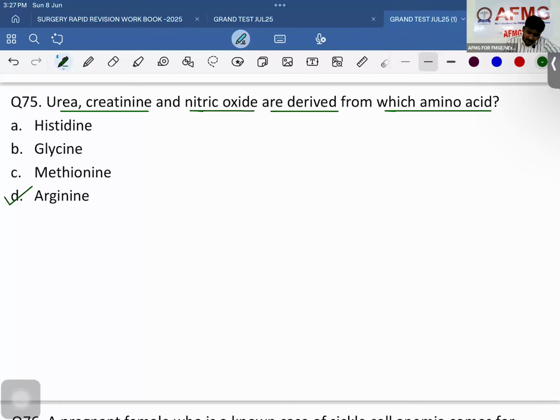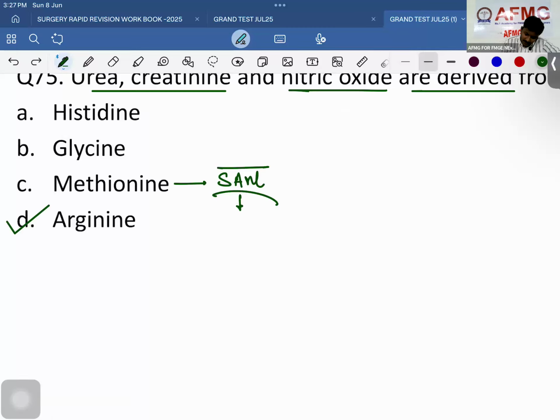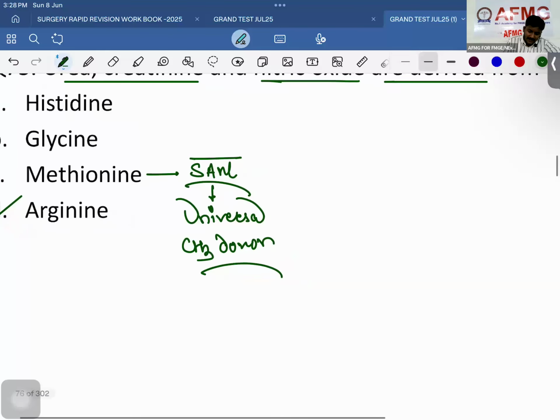ठीक है? Methionine is responsible for production of two things. One is SAM, that is S-adenosyl methionine. What is function of SAM? SAM or S-adenosyl methionine beta, it is a universal... किसका? Methyl group का. So universal methyl donor beta. Universal methyl donor is going to be S-adenosyl methionine.